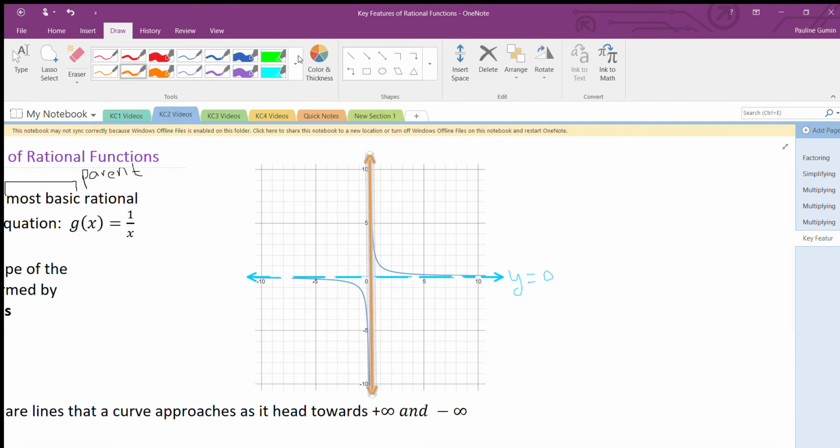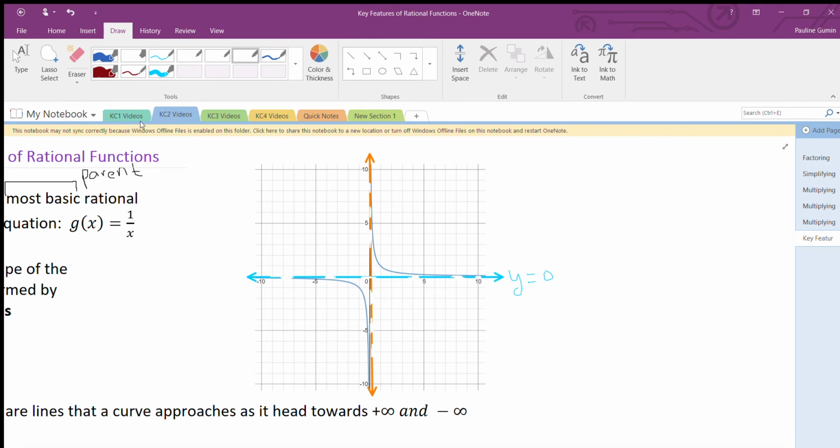Now, asymptotes are lines that we get so close to, but we're never going to touch. It's a very sad love story for our equations in which they get so close, but they never touch. So sad. I know. So sad.